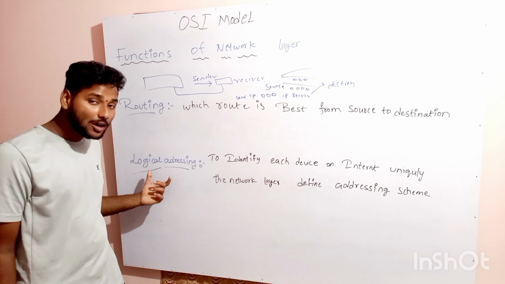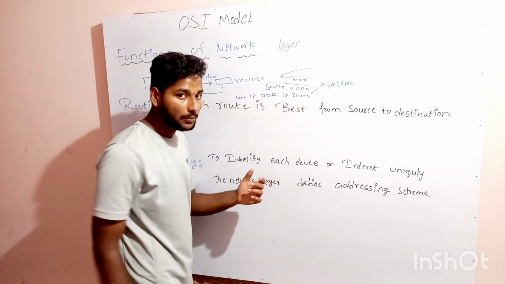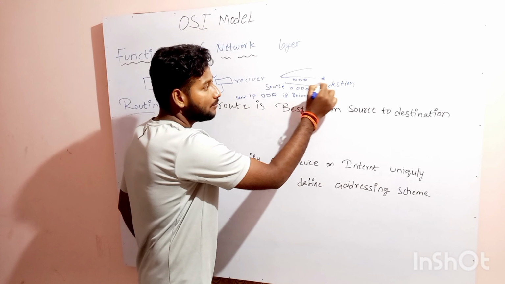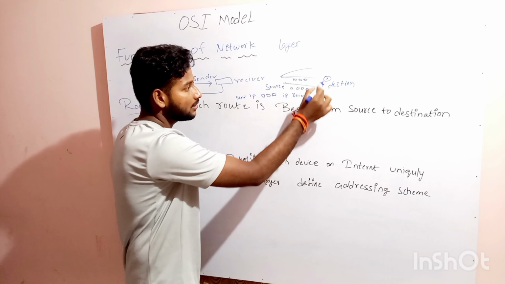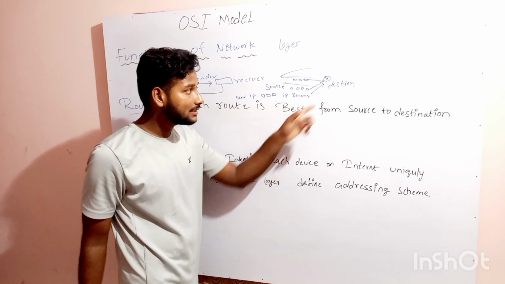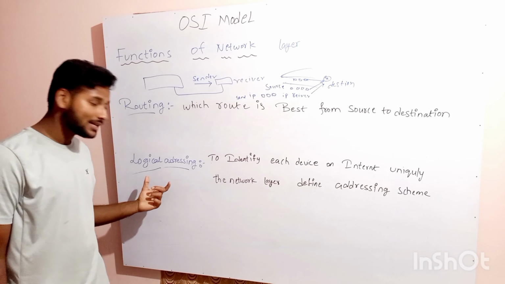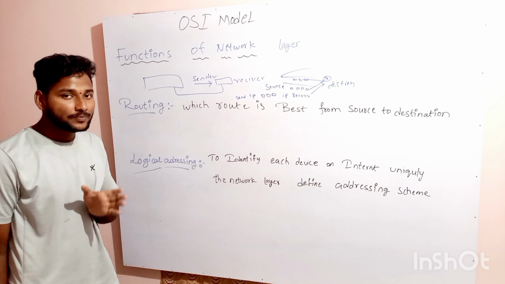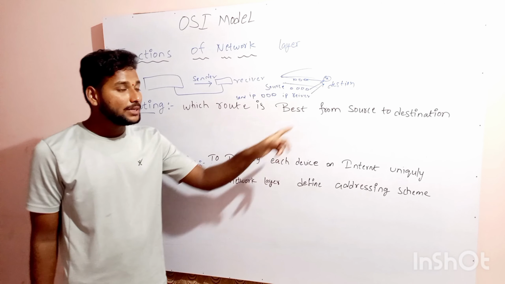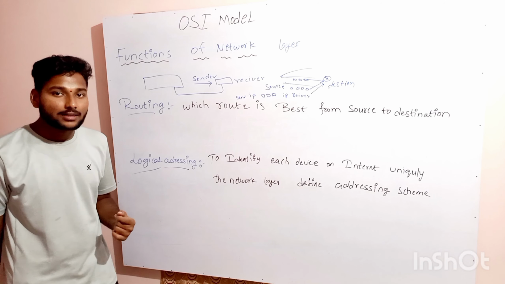Whenever we come across logical addressing, there are different paths. These paths finally meet at the destination. The data packets finally reach the destination, and this is given by an address known as the logical addressing, no matter which route the data packets are transferred. They finally meet at the destination, and that address is called the logical addressing.